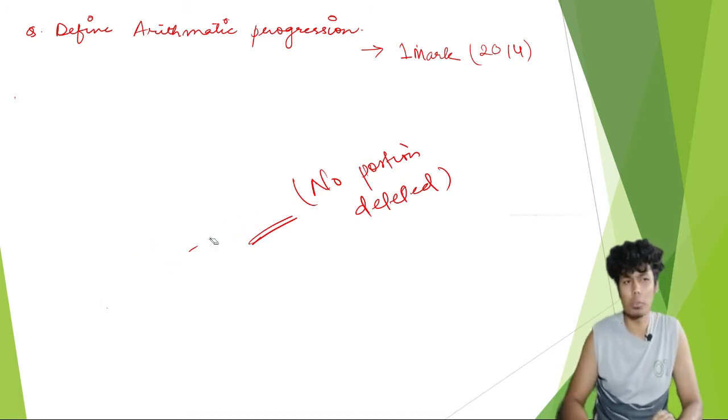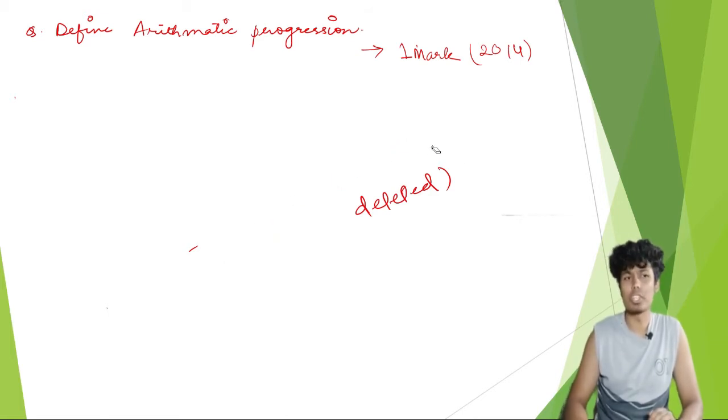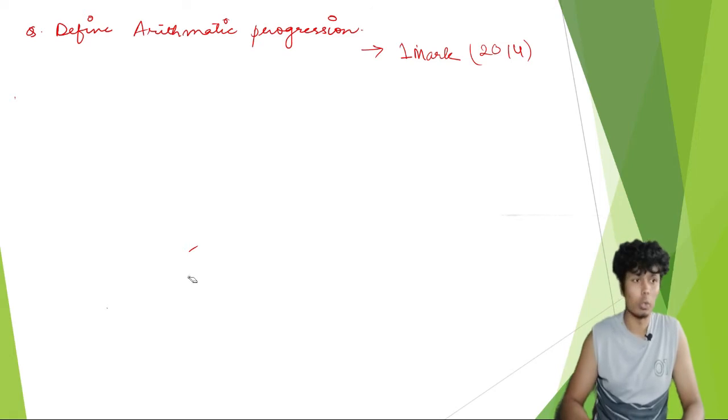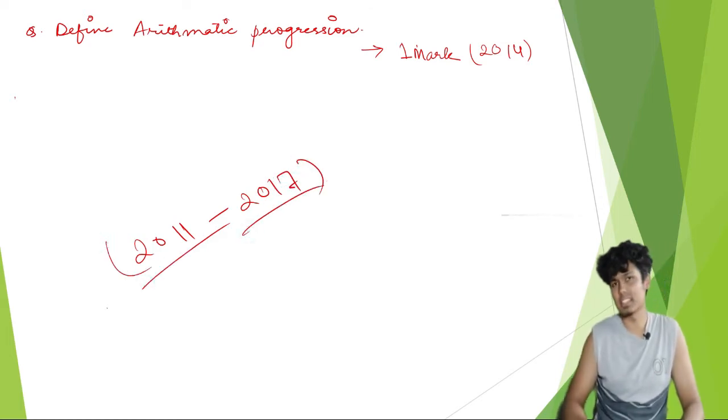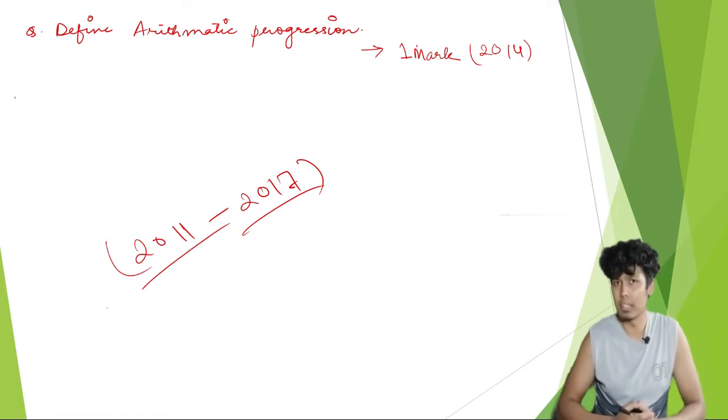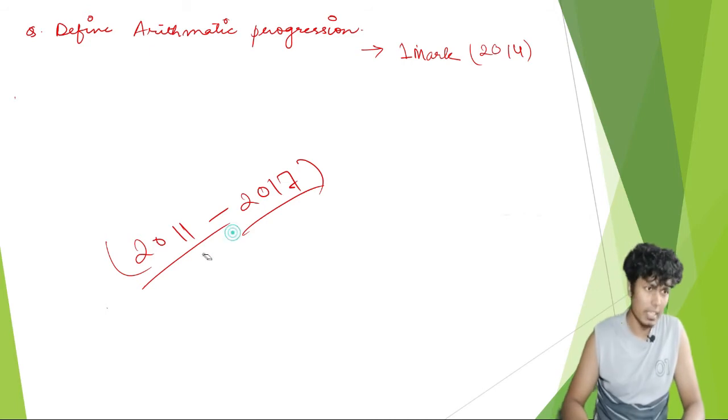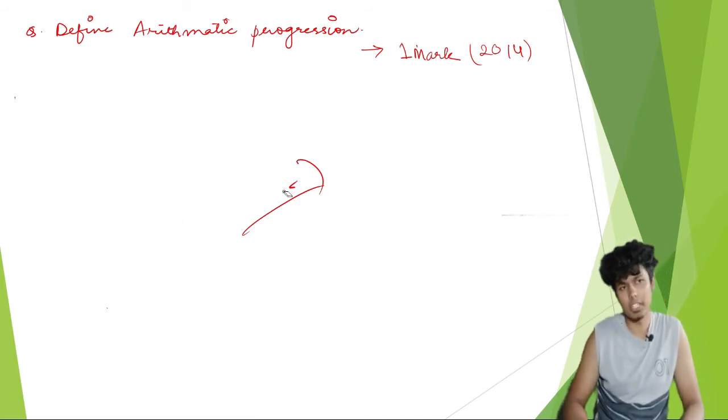I'm not going to do all the questions available in the exercise. I have taken some particular questions from previous years' papers, from 2011 to 2017. I've taken question papers from all of these, and I'm going to discuss step by step, making you understand the chapter. After watching this video, you will be able to solve most of the questions available in the textbook. So let's start. I've taken the first question, that is, define arithmetic progression.